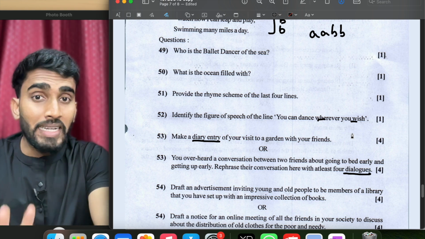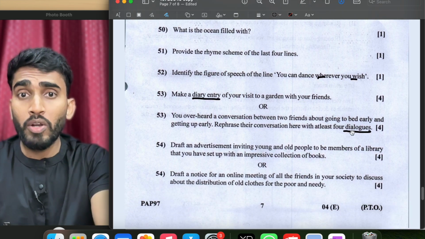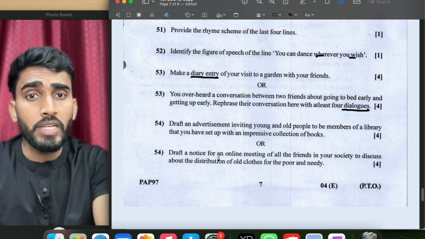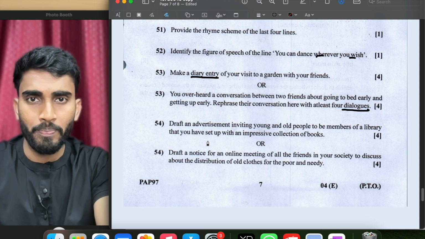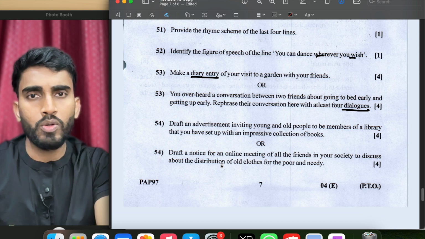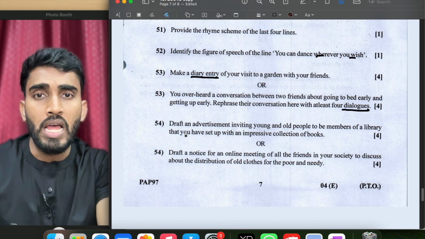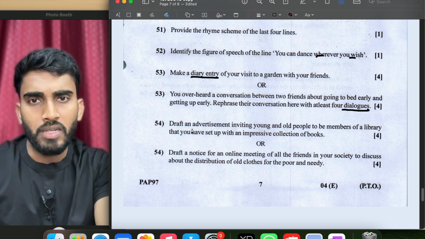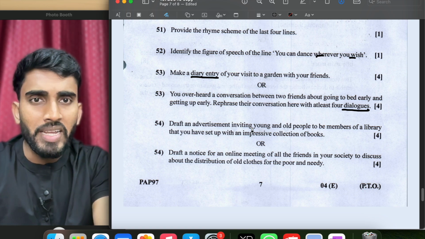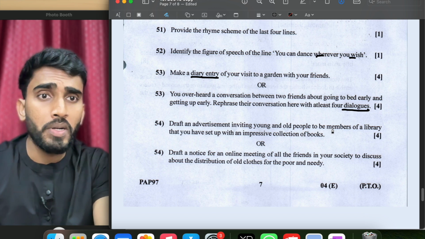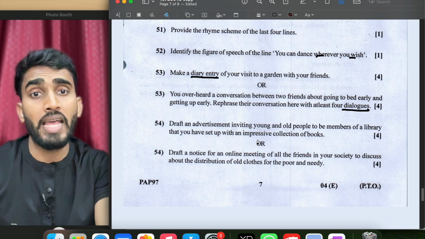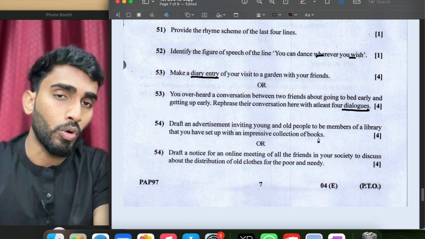So after completing either diary or dialogue, you are going to have advertisement or notice, or you will have poster making. Okay, here in this question there are two options only, advertisement and notice. Let us see how to attempt advertisement. It is: draft an advertisement inviting young and old people to be members of a library that you have set up with an impressive collection of books.